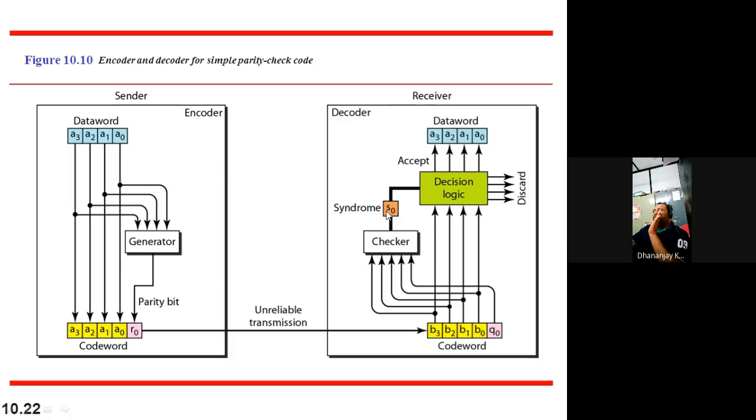The syndrome is nothing but the output of a checker, which may be positive or negative. That means whether an error has taken place or not. If an error takes place, the discard value will become 0, and if the error is not present, then the data will be forwarded to the receiver side. So the syndrome is the result of a checker, and what a checker does is process the data the way it is done at the generator.